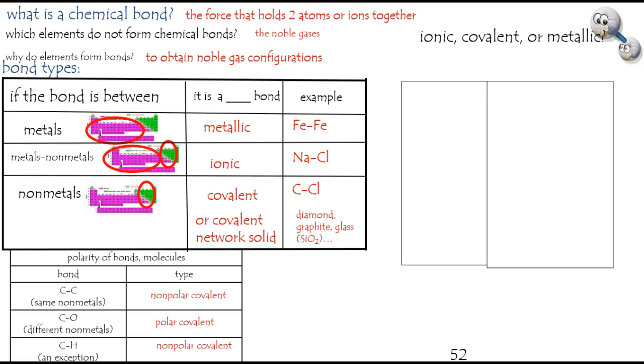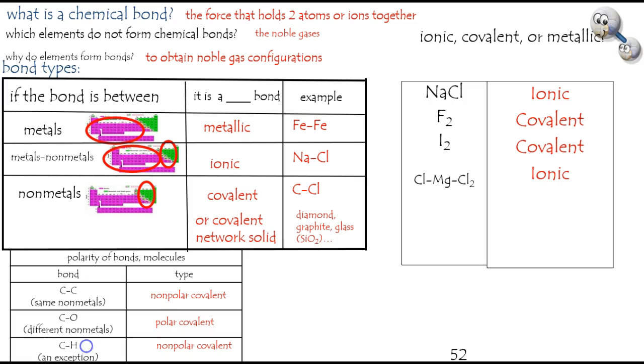Okay, tell me if this is an ionic, covalent, or a metallic bond. Sodium chloride, metal to nonmetal, ionic. Fluorine, nonmetal to nonmetal, identical, nonpolar covalent. Iodine, similar, nonpolar covalent. Magnesium chloride, those are metal to nonmetal bonds. That would be an ionic bond in each case.